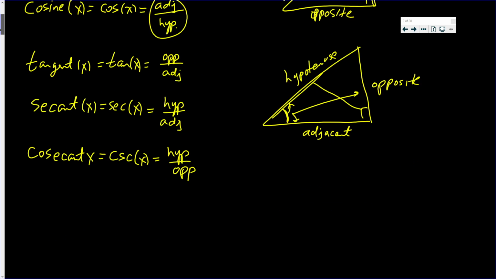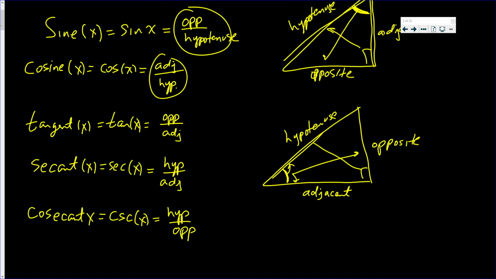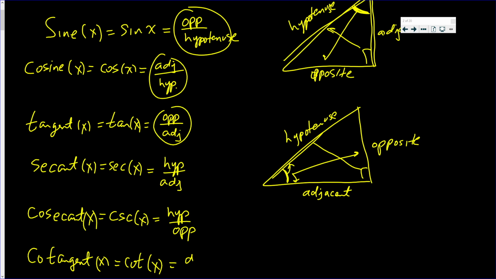The next and last function is the cotangent of x, which is abbreviated cot of x. This is the reciprocal of tangent. So it is the adjacent over the opposite. Adjacent over the opposite.